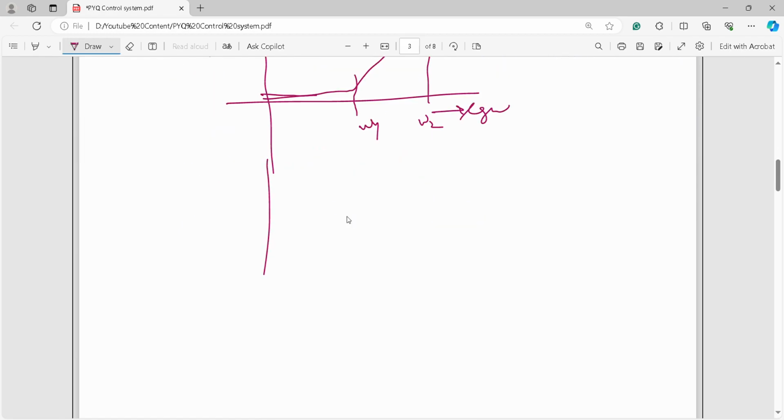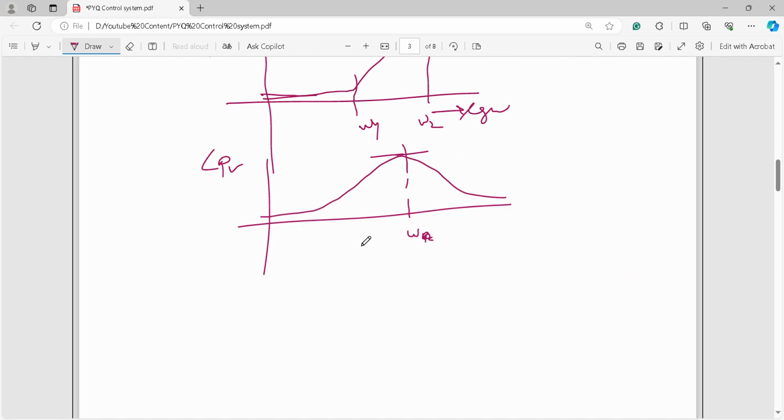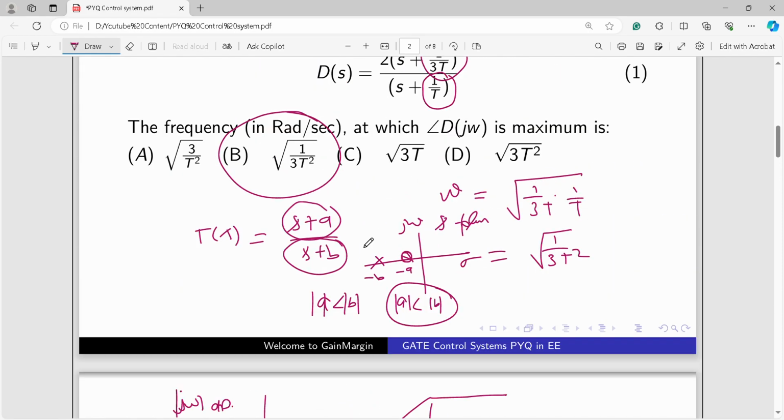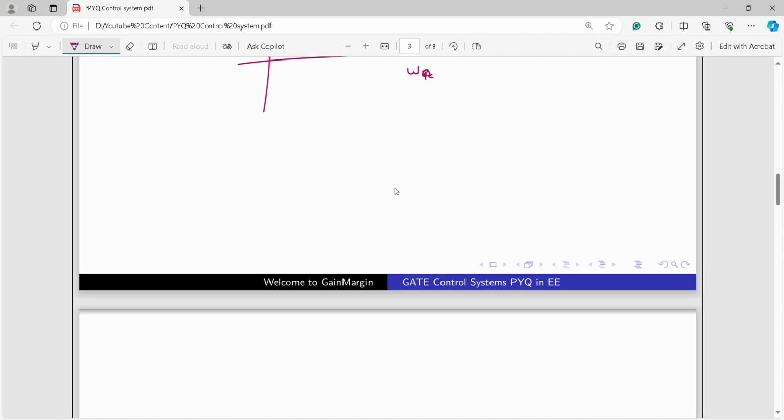Further, we also draw the phase plot. As we know, it comes like that. We need to find the frequency at which we get the maximum phase, this omega naught. So how do we find this frequency? For this we need to derive this condition. As we already know, it is the geometric mean of the corner frequencies. For this we bother only about the phase of this transfer function.